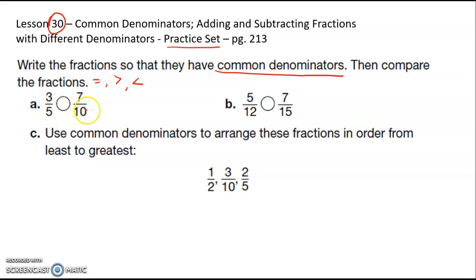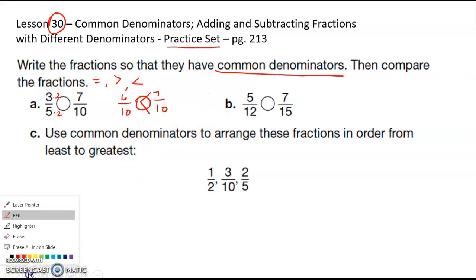So this denominator is 10. I know that 5 times 2 gives me 10. And if I multiply the bottom, I'll multiply the top, which means I have 6/10. And I'm comparing that with 7/10. So obviously 7/10 is going to be larger.